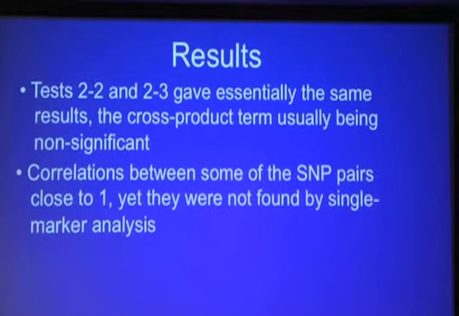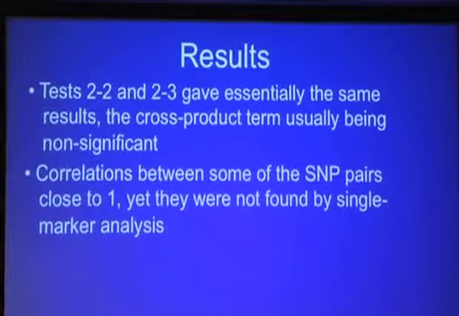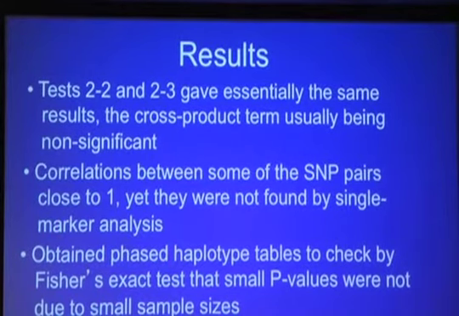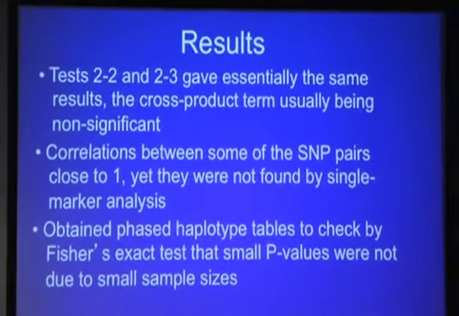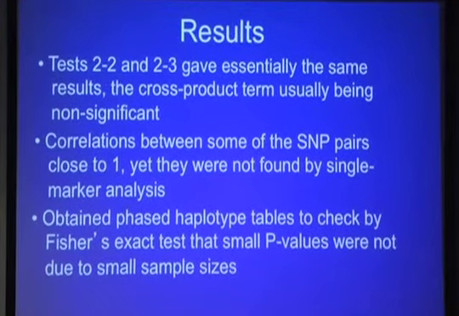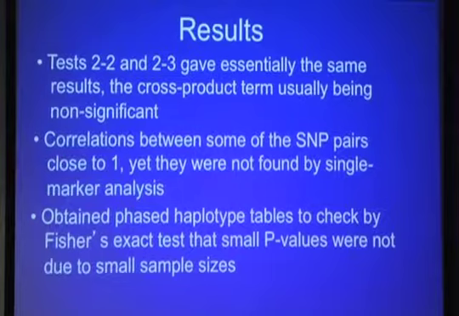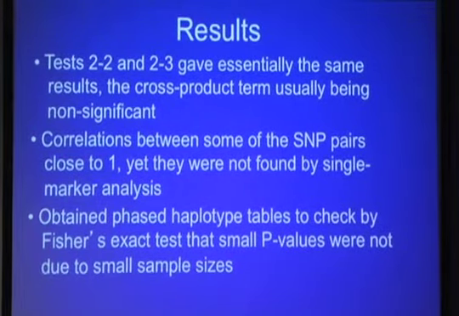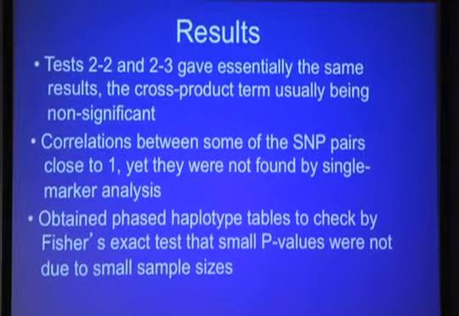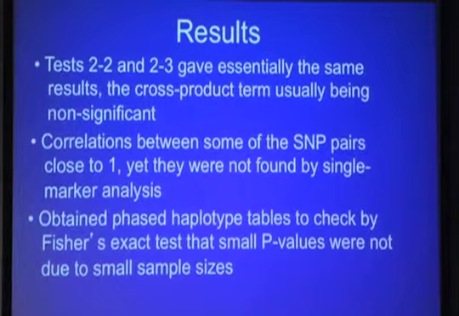Oh, keep it by the microphone. Thank you. All right. So what we did, with a lot of computational work, is obtain the phased haplotype tables to check by Fisher's exact test that the small p-values were not due to just small sample sizes. And I feel fairly confident that is so. Now, one of the reviewers brought up the fact we really ought to look at the clusters, the plots, and all that stuff, which is unrealistic. This would take another year for us to get the data from the Wellcome Trust, and so on. So we wanted to skip that step.